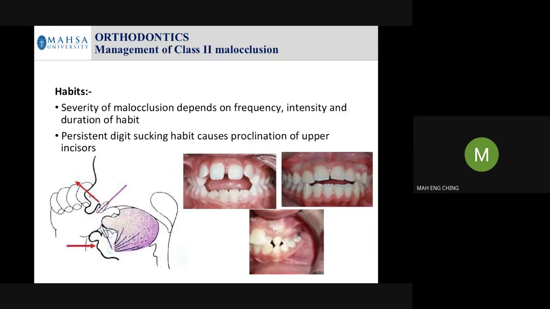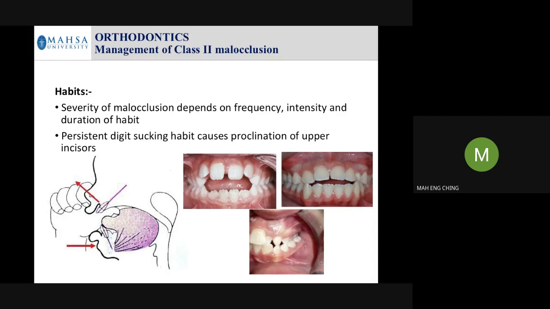So habits also can cause this Class 2 malocclusion. If you have a tongue sucking habit, or biting or sucking a pacifier, you can push the upper teeth forward, or sometimes, if you're not careful, you cause an anterior open bite. Because if you keep putting something between the upper and lower incisors, in the long term it causes an open bite. So the severity of the malocclusion depends on the frequency, intensity, and duration of the habit. The more you put something between the teeth, the more severe the Class 2 malocclusion is going to be.